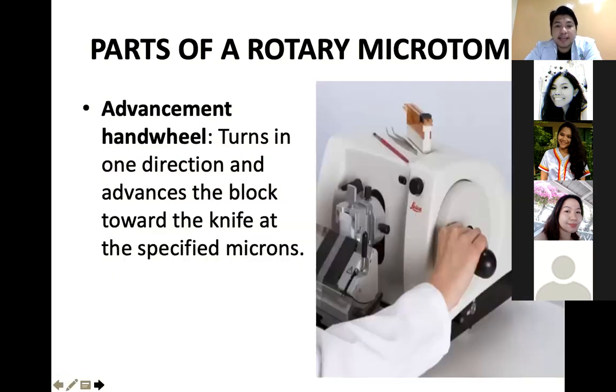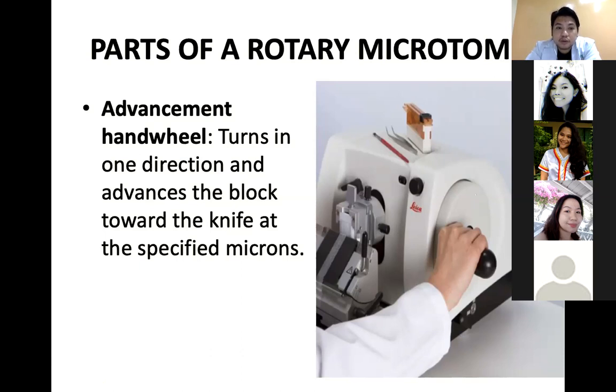Next is the advancement hand wheel. The advancement hand wheel is on the right portion if you're facing the microtome. It turns in one direction and advances the blocks towards the knife at specified microns. The advancement hand wheel moves the blocks up and down.